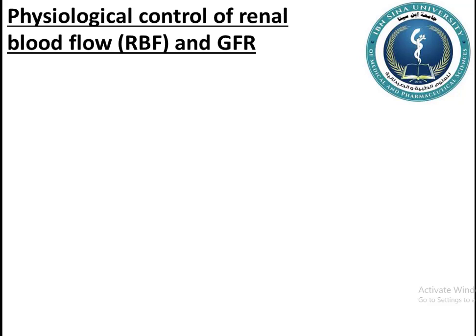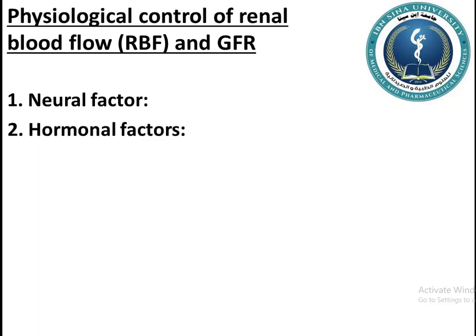Physiological control of the GFR or the renal blood flow is very important. There are different factors for controlling the GFR. First one is the neural factor. As we know from the previous lecture, the kidney is supplied by the sympathetic supply, and there is no parasympathetic supply. This sympathetic supply has control on the GFR by affecting the blood vessels pressure and also affecting the juxtaglomerular apparatus and other parts.